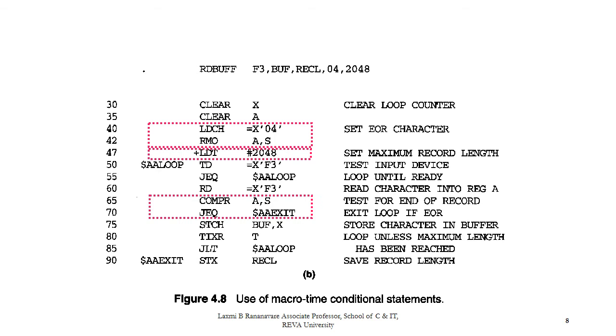Now with those three macro calls for read buffer, we are going to substitute these arguments wherever those sets of instructions appear in the macro call. The first read buffer call takes 5 arguments. The first argument is F3, the second is buff, the third is rec length, the fourth is 04, and the fifth is 2048.